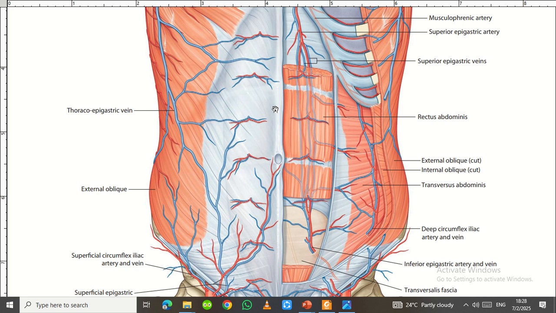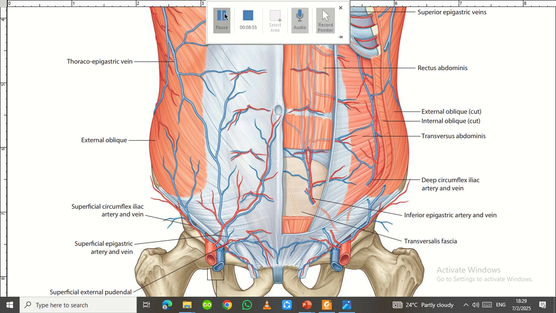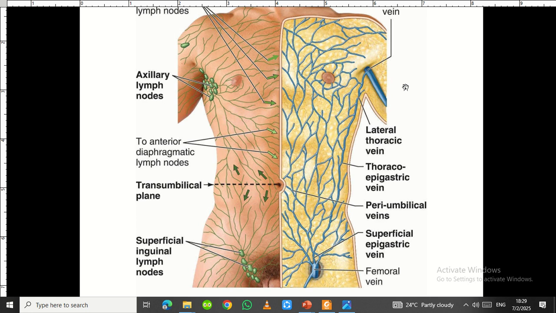So veins are easy because veins actually mirror arteries, right? So for example, the inferior epigastric artery will be accompanied by the inferior epigastric vein and so forth. You understand? But I want you to take note. Let me look for another diagram. Right, so this diagram is going to assist us on how to know the orientation of the venous drainage of the anterolateral abdominal wall.